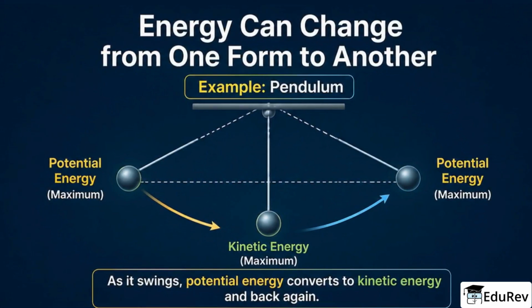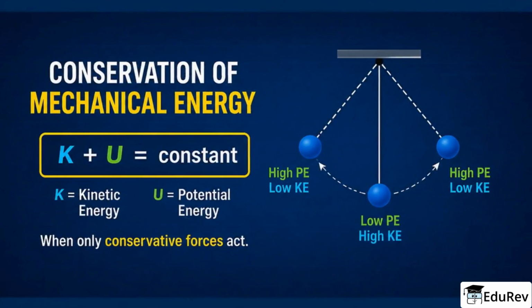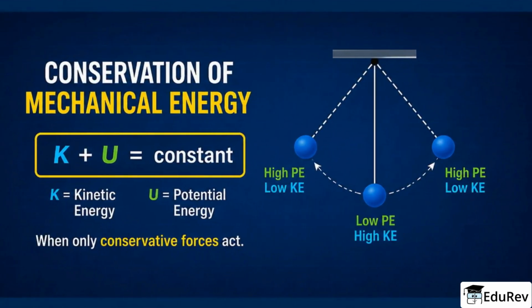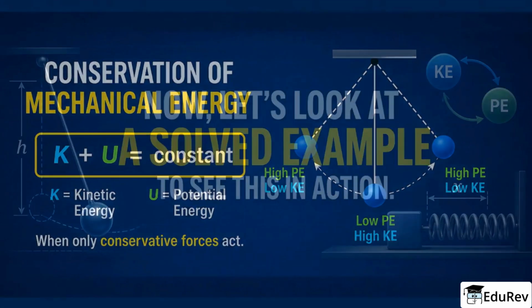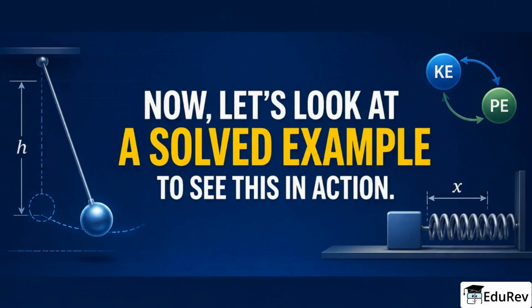For example, a pendulum converts potential energy to kinetic energy and back as it swings. Also, when only conservative forces act, the sum of kinetic and potential energy stays constant. This is the conservation of mechanical energy. Now let us look at a solved example to see this in action.